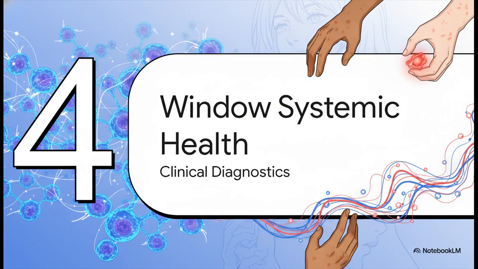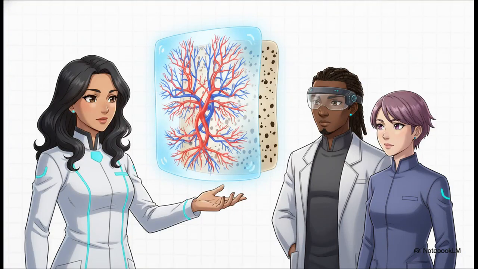All right, let's bring it all together in Section 4, Window to Systemic Health. This is where we get into clinical diagnostics. This is the payoff, folks. This is where we apply all that microscopic anatomy to the macro, systemic signs you'll be looking for in your actual practice. When you're charting a patient, mucosal color is your very first diagnostic metric.